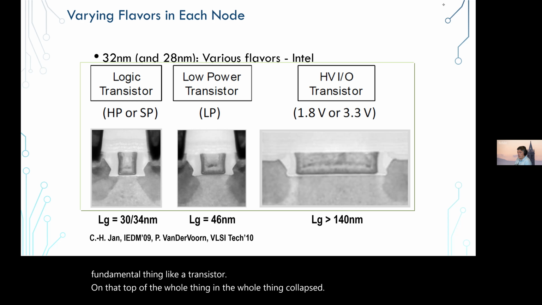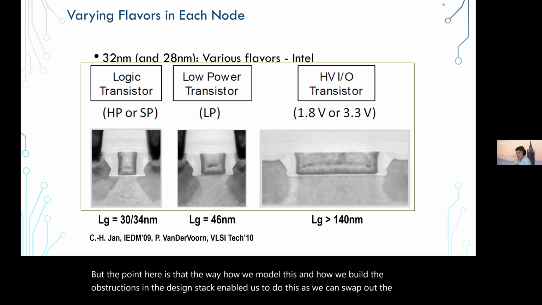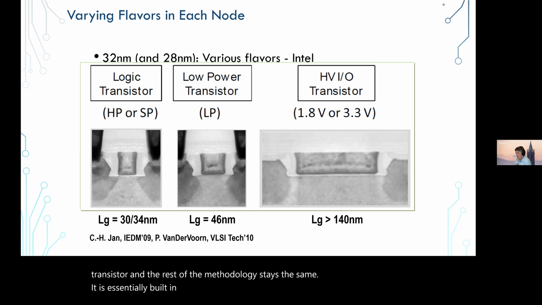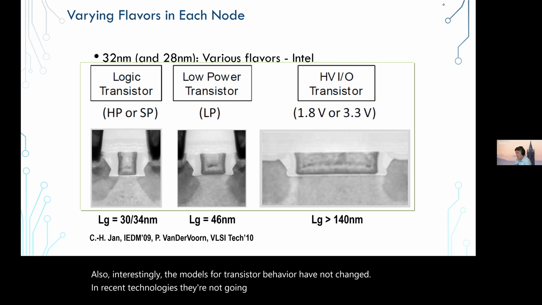But the point here is that the way we model this and the way we built the abstractions in the design stack enabled us to do this, so that we can swap out the transistor and the rest of our methodology stays the same. It is essentially built into the abstraction of the standard cells and the modules and, say, memory blocks. Also, interestingly, the models for transistor behavior have not changed in recent technologies. They're not going to change going forward. That's why we're going to outline them at some point.